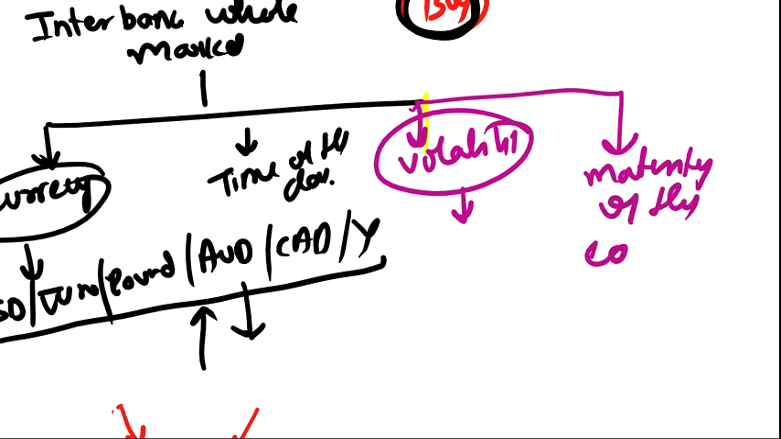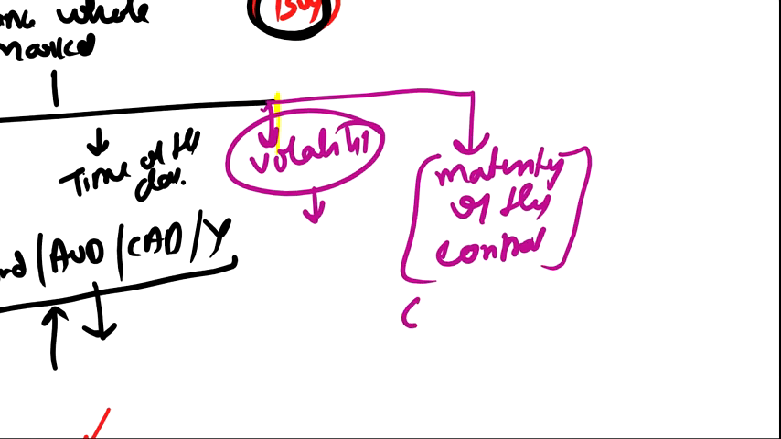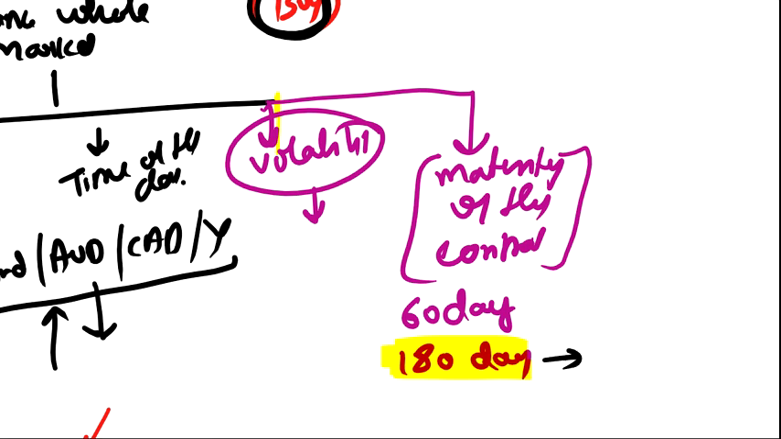Maturity of the contract. If the contract maturity is far away, say one contract is of 60 days and another contract is of 180 days. So which one is more risky? The 180-day contract is more risky. So if there is more risk, there is more spread. Clear? Why? Because there is a possibility of credit risk, market risk, and liquidity risk.